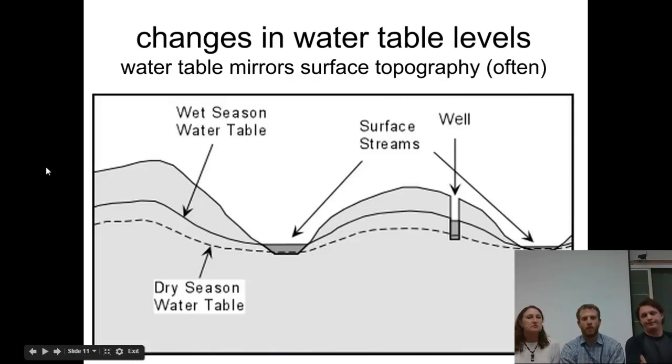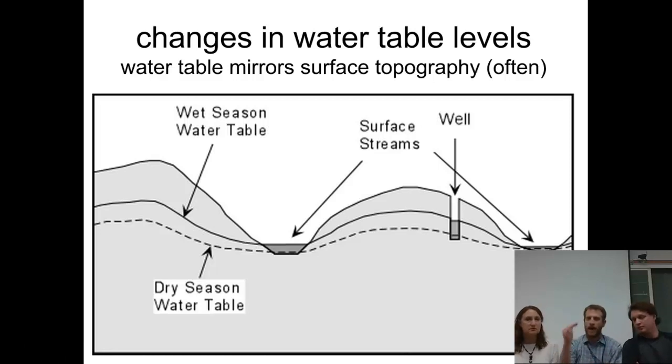So if we take a look, the water table, for the most part, is going to basically mirror what the topography looks like at the surface. If you've got a higher point in elevation, like a hill or a mountain, your water table is going to somewhat mimic that. So it's going to take the same shape. If you look at the picture there, they've got the wet season water table and the dry season water table. Dry in the dash line and the solid line for wet. It kind of takes the same shape of those hills there.